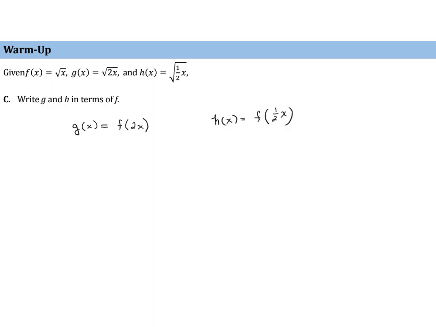And so what we found is that if we double the input, we have a horizontal compression by a factor of 1/2. Here, we're taking half of the input, so we have to double the input before we start. And so this yields a horizontal stretching by a factor of 2.